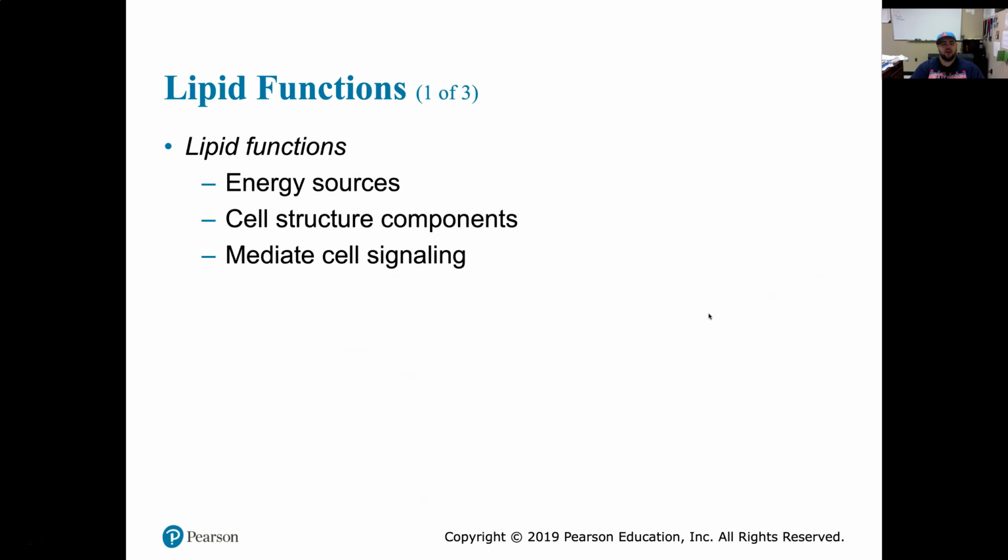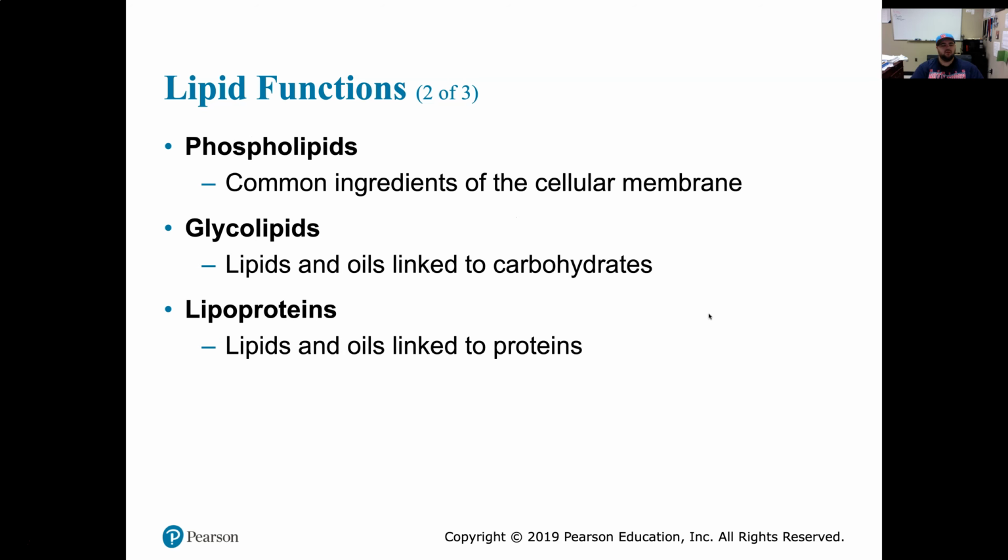Some functions: energy sources, cell structure components, and signaling. We'll talk mostly when it comes to lipids about cell structure components, how it's important for the cell membrane and then other pieces in the cell membrane, right? The phospholipid bilayer. These are just some examples. Phospholipids, those have the glycerol head and the fatty acid tail. They make up the cell membranes.